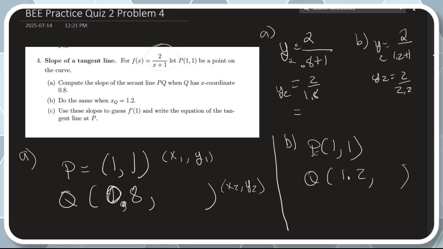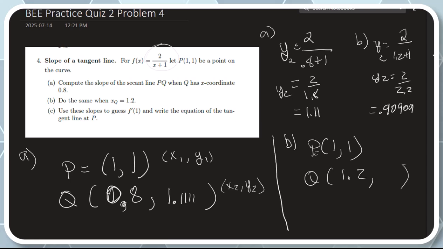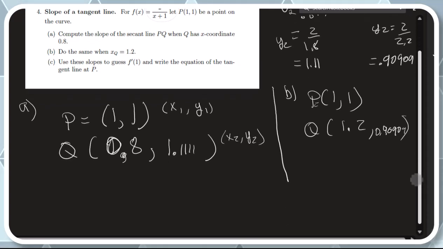And that is 1.11 repeating, and this is 0.90909. So those are just the y values here. The y value for part A is 1.111, and the y value for part B is 0.90909, because that 0 would round up to a 1.